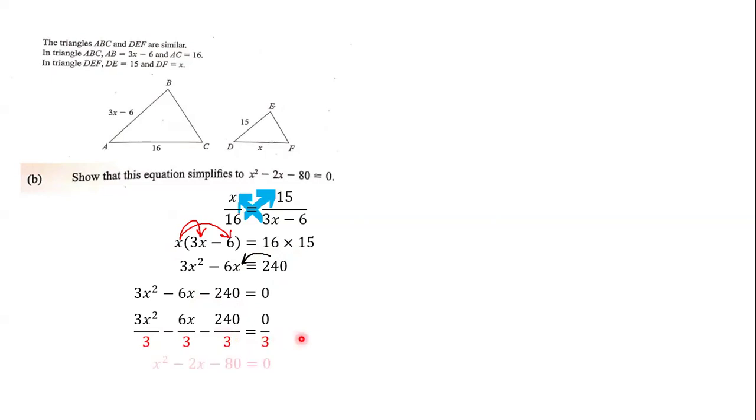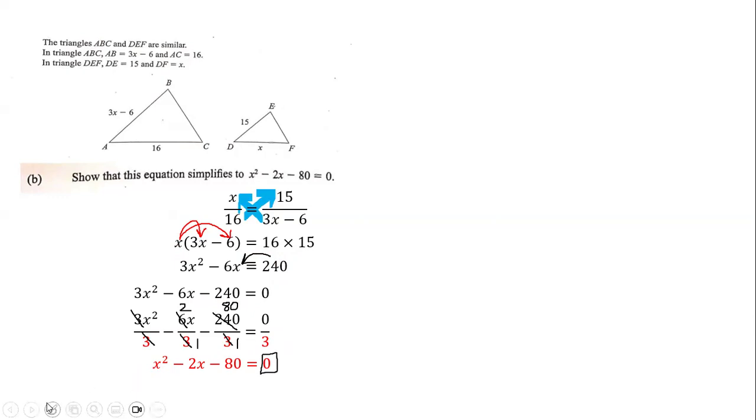And so when we divide by 3, what do we have? Well, we have that these two 3's cancel out. We know that 3 goes into itself once, but 3 goes into 6 2 times. We also know that 3 goes into itself once, but 3 goes into 240 80 times. And we know that 0 divided by 3 is simply 0.